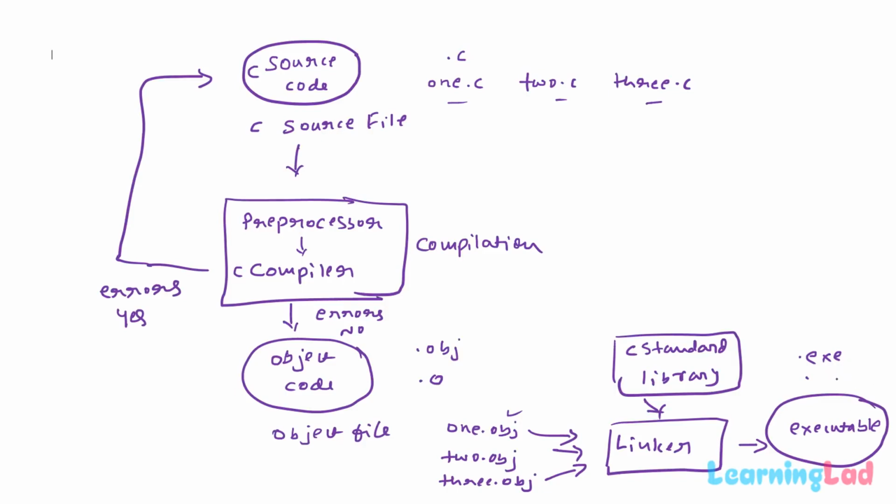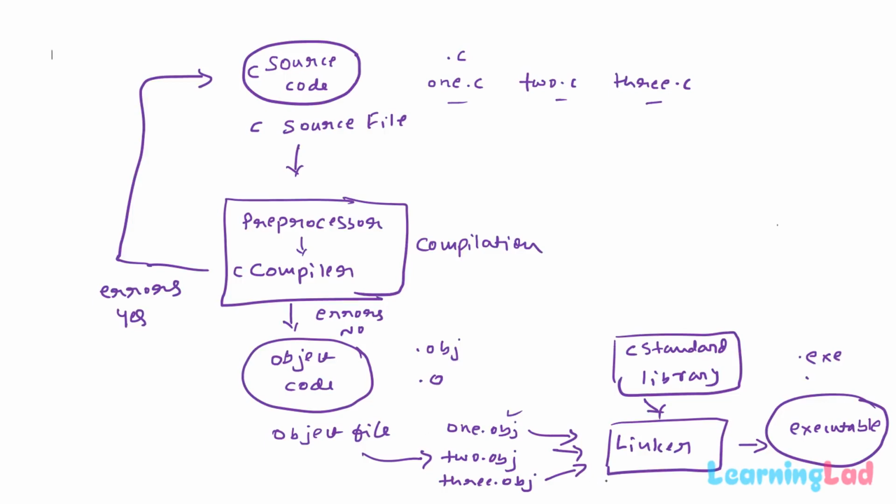Now we have this executable file which can be executed on a computer. Now during this linking process also, the linker may find out that your program contains some errors. For example, let's say you have made some mistakes while using the features provided in the standard library. At that time, the linker will generate an error saying that it can't link the files.